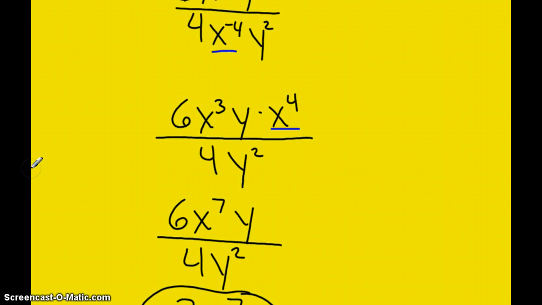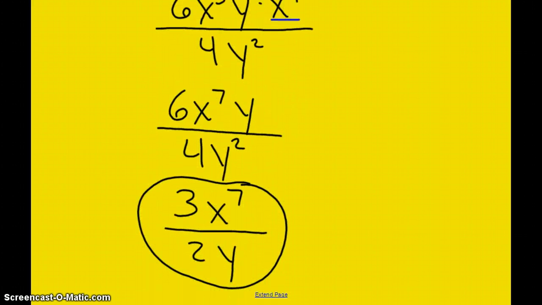So our next step, I put together my x's on top. I have 6x to the third times x to the fourth is 6x to the seventh times y. On bottom, I still have 4y squared. Now to get to my final answer, I'm going to do my quotient rule. But first, I have to look at this 6 over 4. 6/4 reduces to 3/2. That's still just a fraction. They're just numbers. We don't use exponent rules on numbers. So I'm left with 3 over 2.